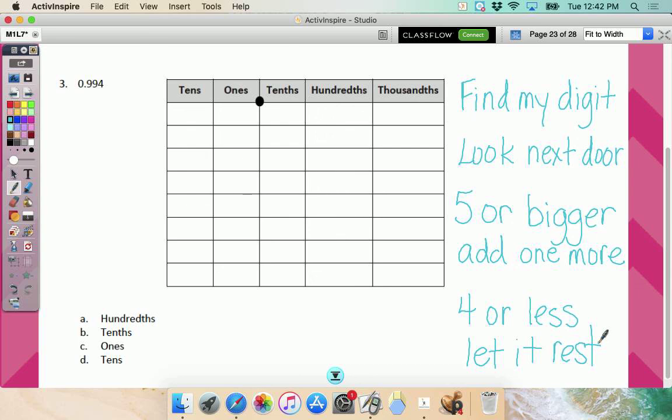It's okay. So can I relate it to the rap? 0 to 4, circle stays the same. So 4 or less, let it rest. What do you think it means? Stays the same. Very good. Okay. Thank you, Sierra, for sharing that with us.